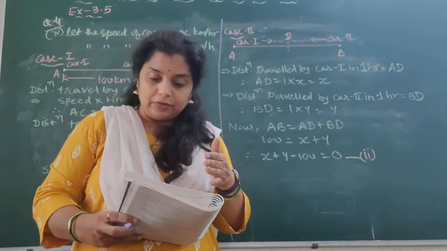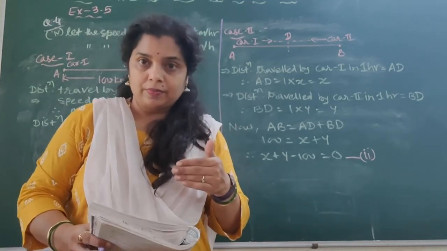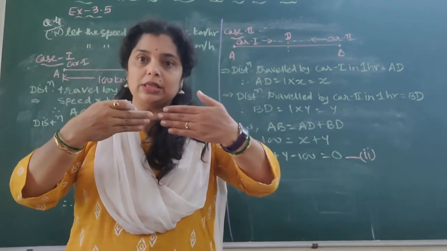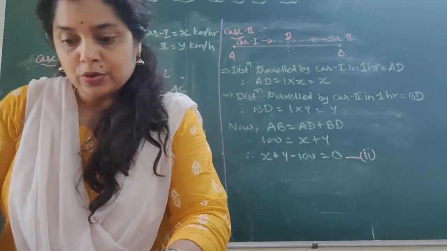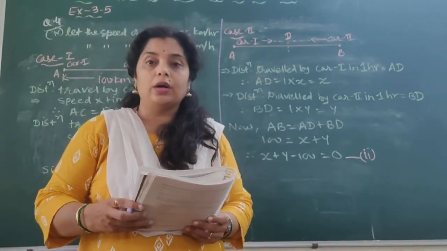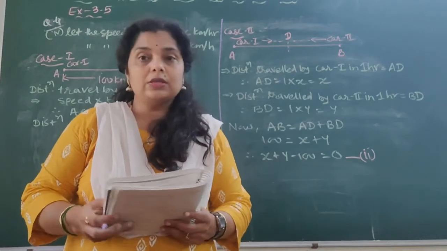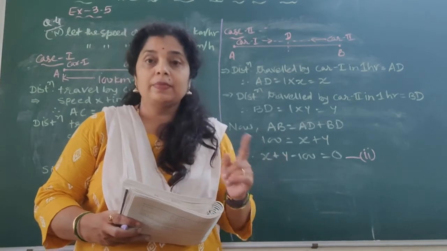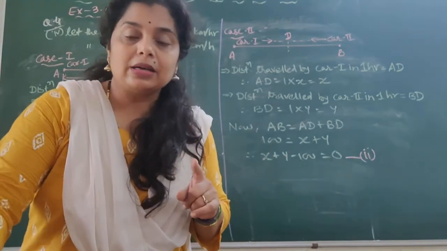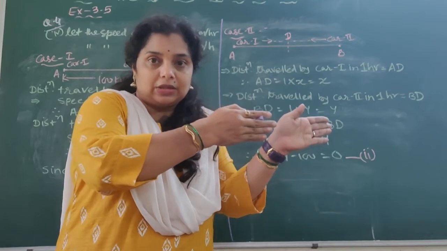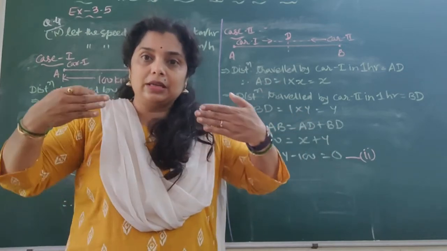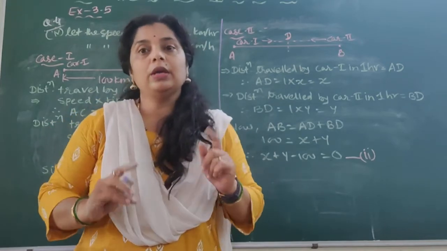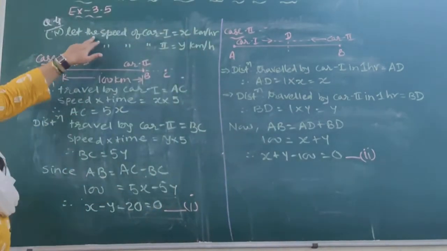In the second case, if they travel towards each other, okay, so towards each other means opposite, facing each other, right? Towards each other, they meet in 1 hour. So one thing is common: the distance between A and B is 100 in both cases. In the first case, the cars travel in the same direction, but in the second case, they travel towards each other. Is it clear? Okay, now let's see the steps.